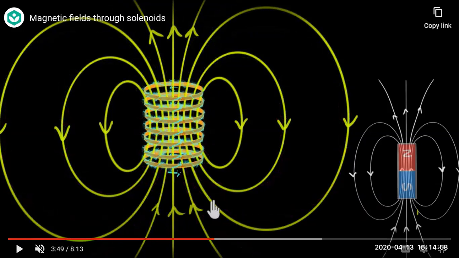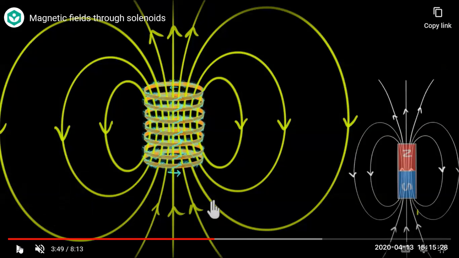Do you see that this structure, which is actually loops of wire, has transformed into the magnetic field pattern of a bar magnet? So this can happen. Please remember this very carefully. A solenoid does not behave as a bar magnet, while a current carrying solenoid will behave as a bar magnet.